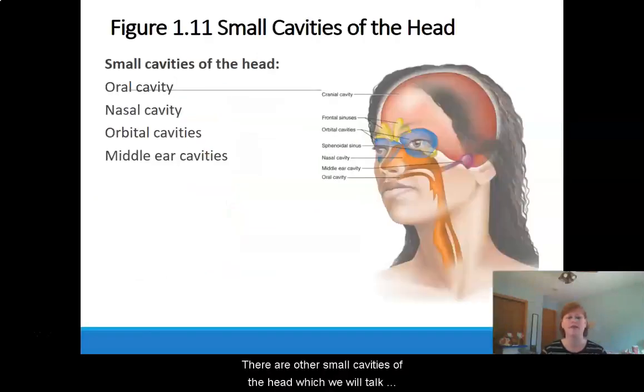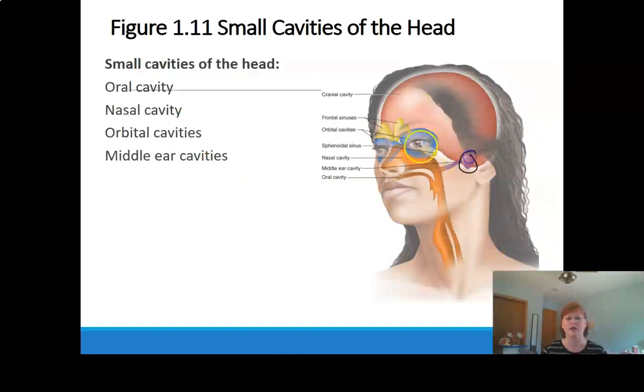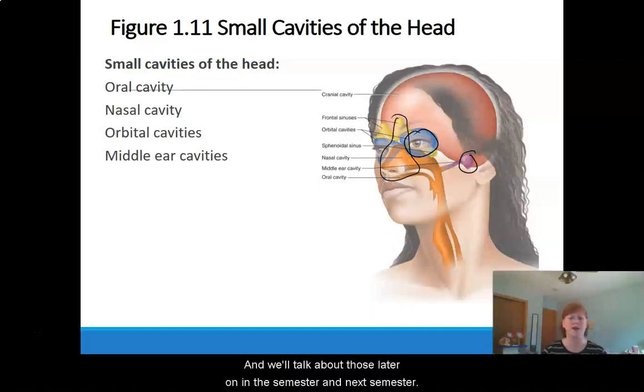There are other small cavities of the head, which we will talk a little bit more about later. You have middle ear cavities. You have orbital cavities, which house the eye, and nasal cavities, with the paranasal sinuses as part of that. And like I said, we'll talk about those more when we get to different systems later on in the semester and next semester.